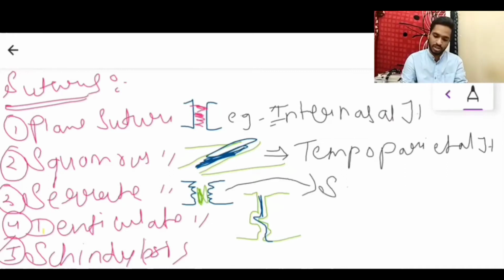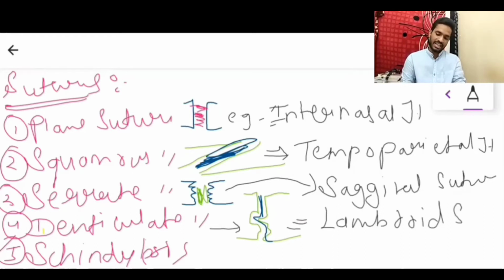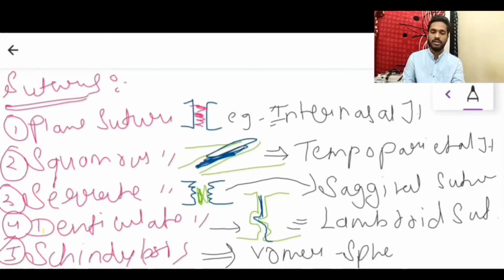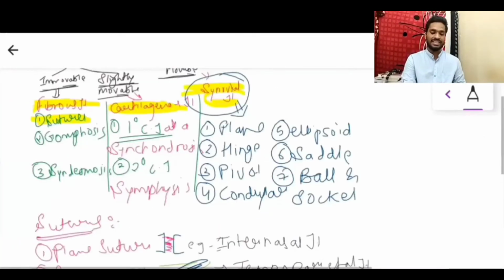Then serrate suture, we have an example that is a sagittal suture. Then for denticulate, we have an example that is lambdoid suture. And the last, that is shin dialysis, which I told you is also known as wedge groove joint. The example is vomer sphenoid joint. The joint between the vomer and sphenoid is the example of shin dialysis.